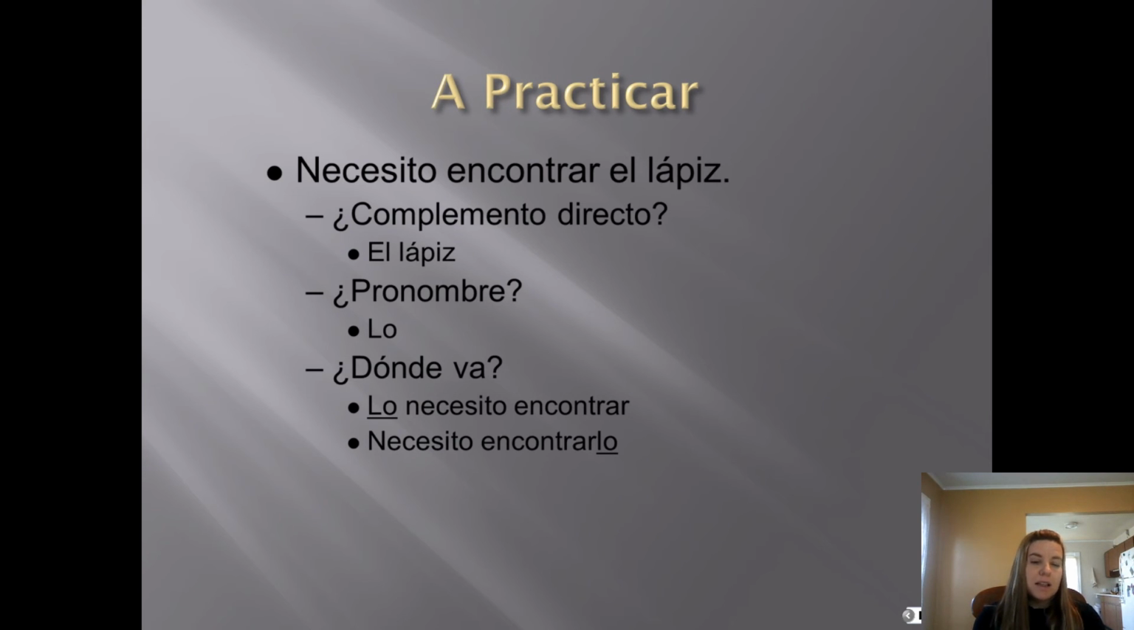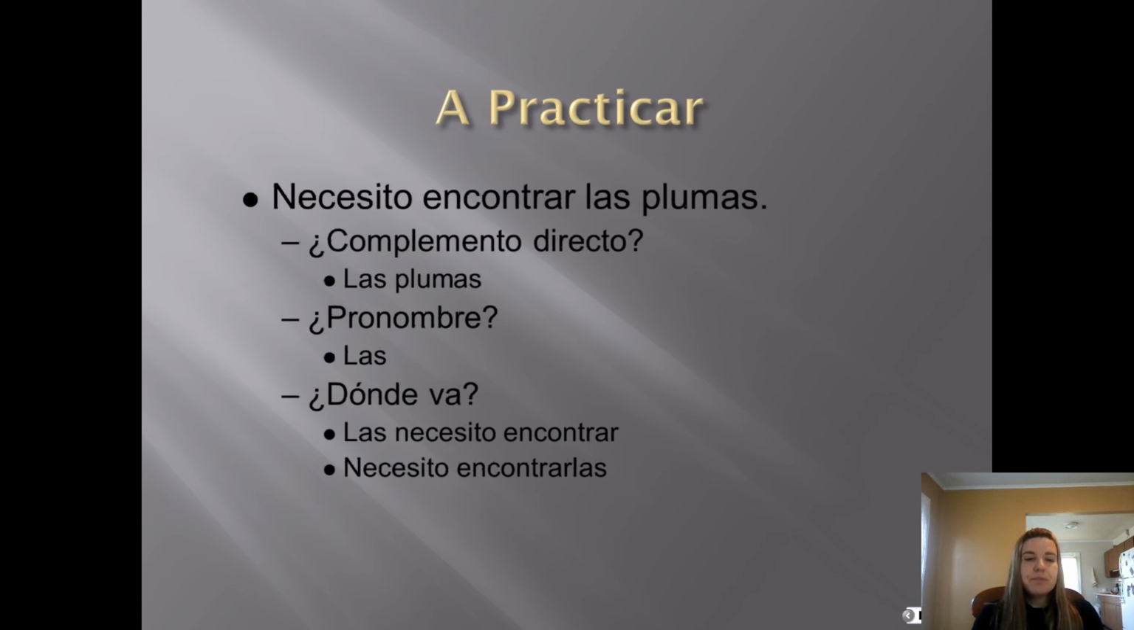Necesito encontrar el lápiz. Necesito encontrar ¿qué? What do you need to find? El lápiz. So that's the direct object. The pronoun that we would use is lo, because el lápiz is singular and masculine. And where is it going to go in the sentence? Well, we can put it before the conjugated verb, lo necesito encontrar, or we can put it right tacked on to the end of the second unconjugated verb, necesito encontrarlo.